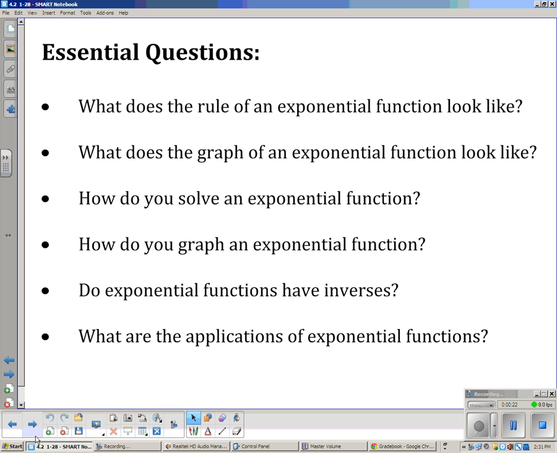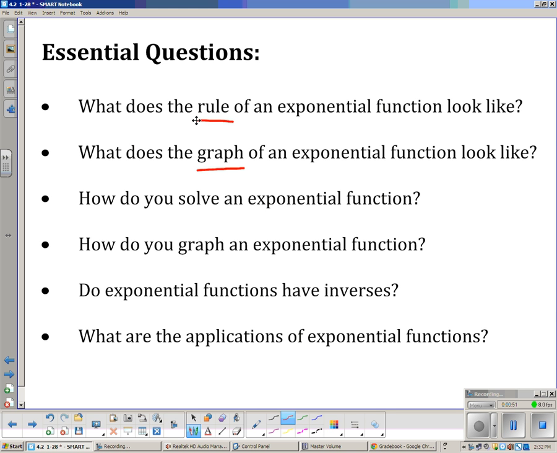So take a look at our essential questions. These are what we want to be able to answer by the end of this section. First of all, what does the rule of an exponential function look like? So by rule, we mean the general form of an exponential function. What is that going to look like? The next essential question is, what would the graph of an exponential function look like? Again, this is just the general appearance of exponential functions.